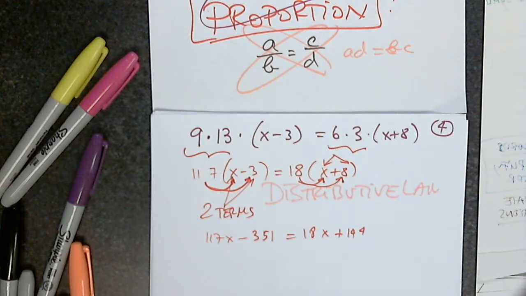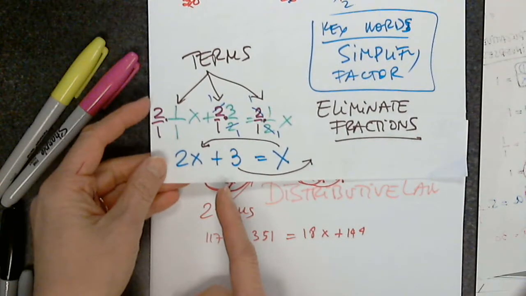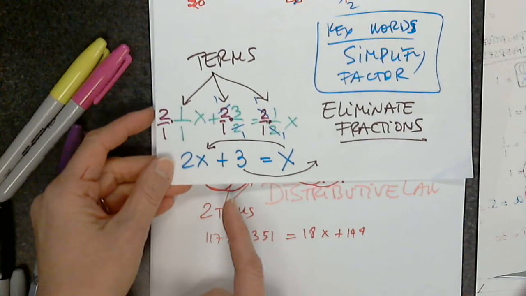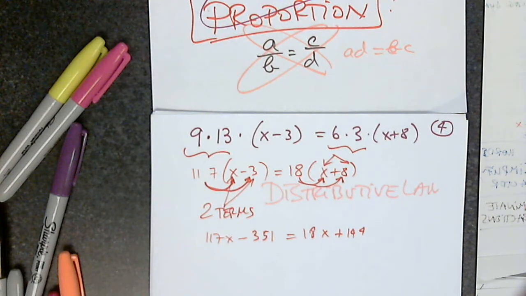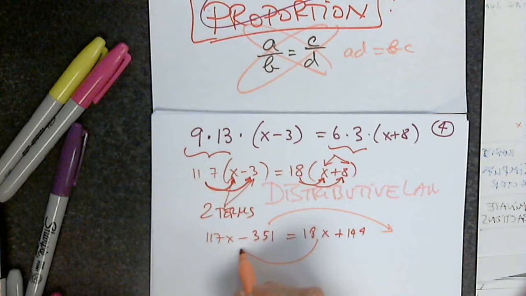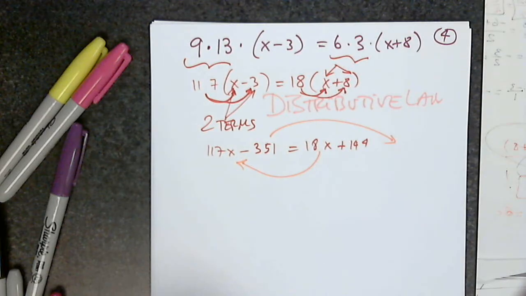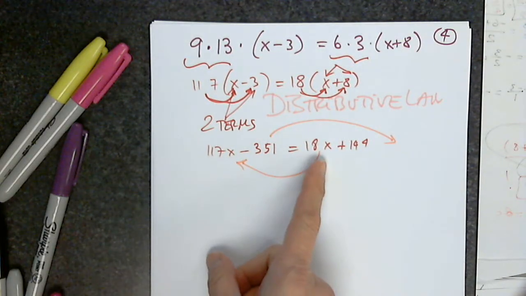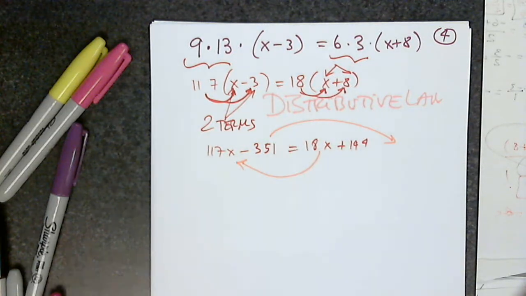Are we okay so far? Good. Now we are back in the same position where we were before, right here. You can write minus, minus, plus, plus, whatever you want to do. I prefer saying I'm going to move 18x to the other side, and I'm going to move negative 351 to the other side. This goes here, and this goes here. So 117x exactly minus 18, and 144 exactly plus 351.